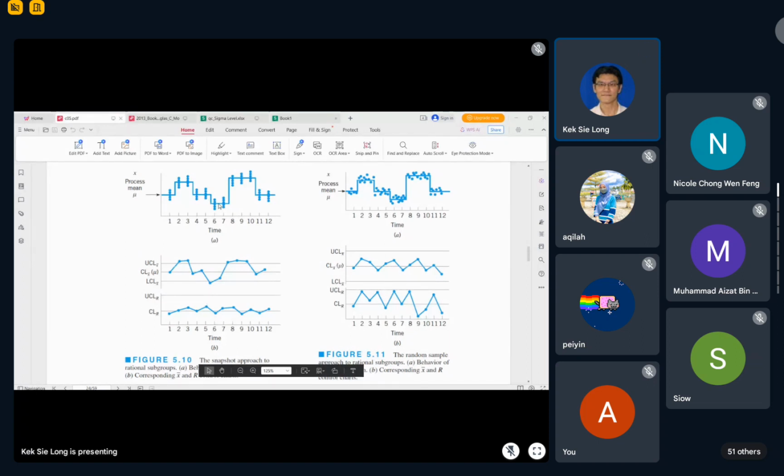Okay, A is the behavior of the process mean. The mean looks like this. When we plot the control chart, the upper one is the X bar control chart and the lower one is the R control chart. And then for the random sample, we can plot the X bar control chart and R control chart. So these are the different process means and different control charts we might obtain.